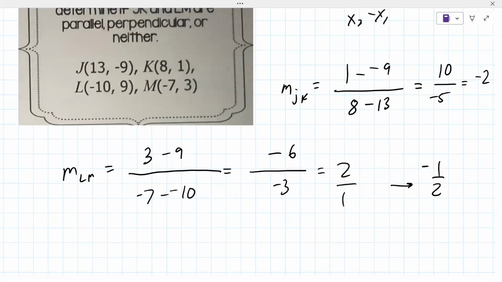But that's not this. That's why sometimes it's better to do the multiplication of them. 2 times negative 2. Does that equal -1? The answer is no. So these are not perpendicular. So it's kind of like no, no. Oh, it must be the other one, which is neither.